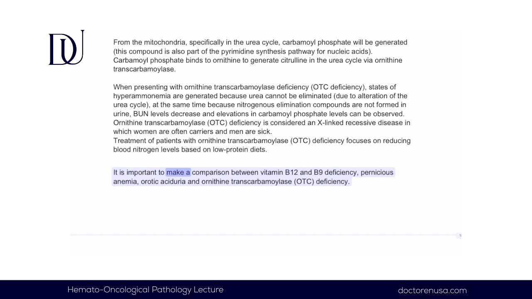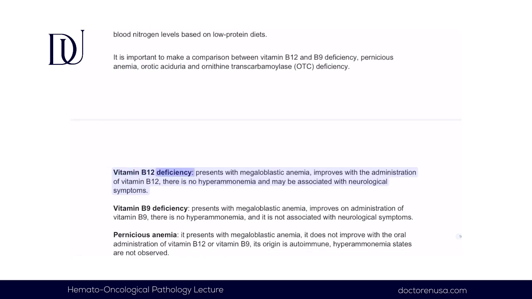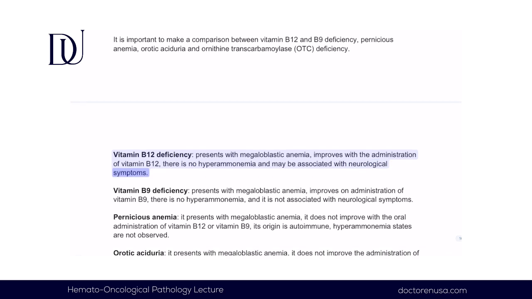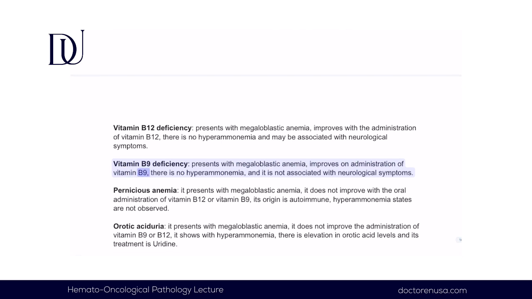It is important to make a comparison between vitamin B12 and B9 deficiency, pernicious anemia, orotic aciduria, and ornithine transcarbamylase (OTC) deficiency. Vitamin B12 deficiency presents with megaloblastic anemia, improves with the administration of vitamin B12, there is no hyperammonemia and may be associated with neurological symptoms. Vitamin B9 deficiency presents with megaloblastic anemia, improves on administration of vitamin B9, there is no hyperammonemia, and it is not associated with neurological symptoms.